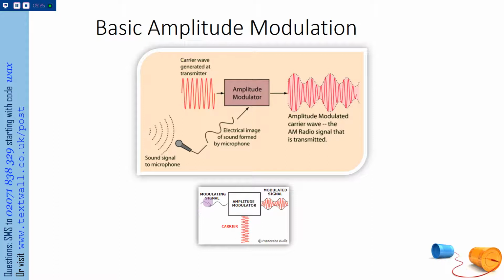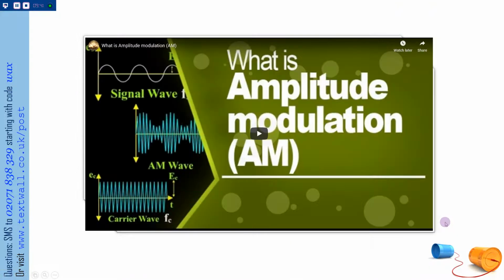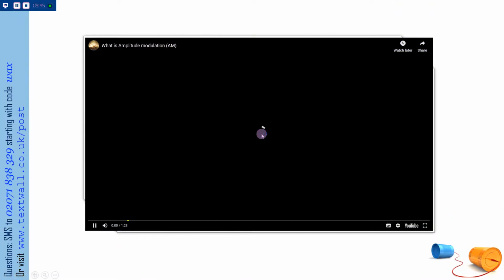So, modulating signal, carrier, somehow they're mixed together, and we produce the modulated signal. This is called a bandpass signal. So this is bandpass, this is baseband, that's your carrier. This is really short, all right?